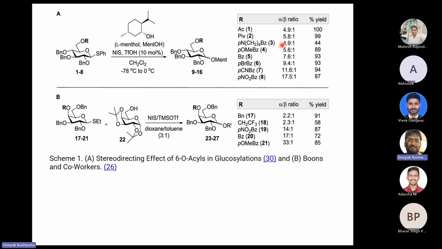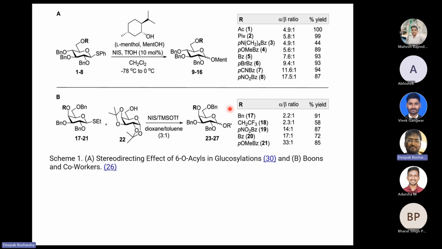So in that case, they observe that the moment this R group is very much disarmed, sorry, electron deficient benzoate donors, acyl donors, in that case they are getting maximum alpha selectivity. So this comes from their previous report.